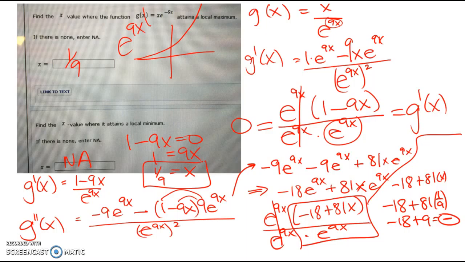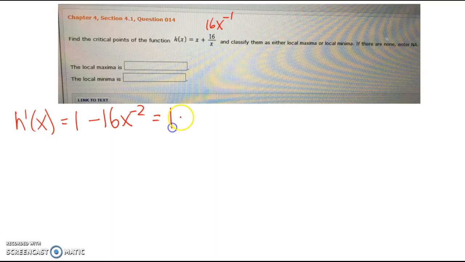All right. So next, the next problem. We're going to follow along the same way. Find the critical points of the function and classify them as local max or min. So I'm going to take the first derivative. So the derivative of x is 1. Let me rewrite this as 16x to the minus 1. So then it'll be minus 16 x to the minus 2, which looks like this. 1 minus 16 over x squared, right?